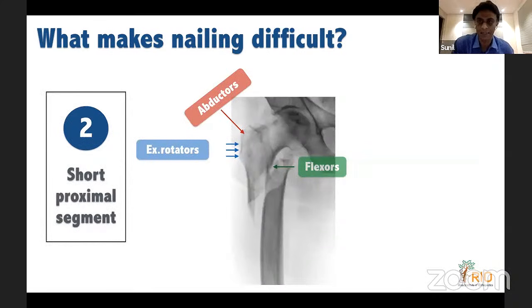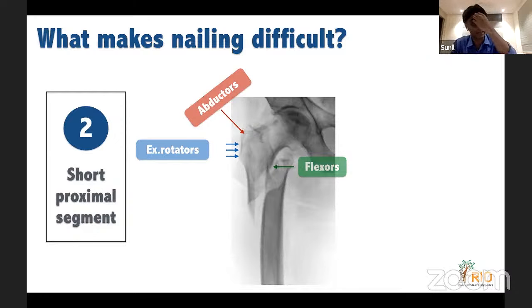Second, as I said, the proximal fragment, which is subject to a tremendous amount of deforming forces, is also short most of the times. And when it is short, it makes it more difficult for us to achieve a reduction. When you have a fracture in the subtrochanteric region that is slightly lower, it tends to behave more like a proximal femoral shaft fracture, and there the reduction is much easier.